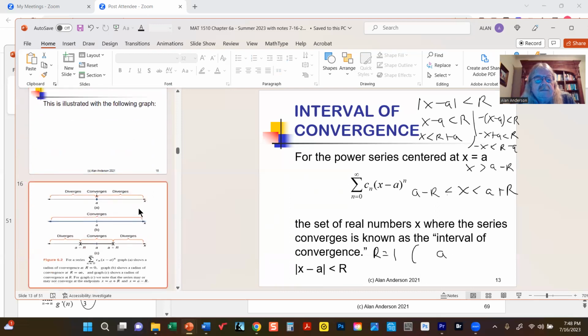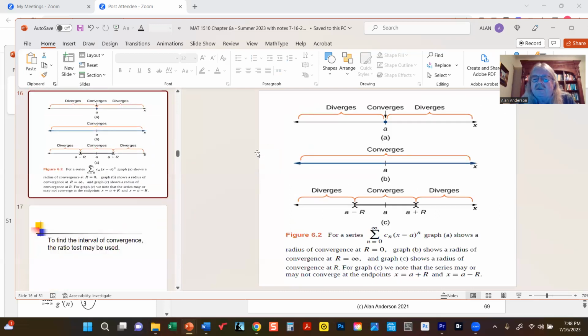Okay. So here's a graph that might help illustrate this a little bit better. We've got the first case where it converges only at a, and the second case where it converges everywhere. In the third case, it's only within that range. So those are the three possibilities.